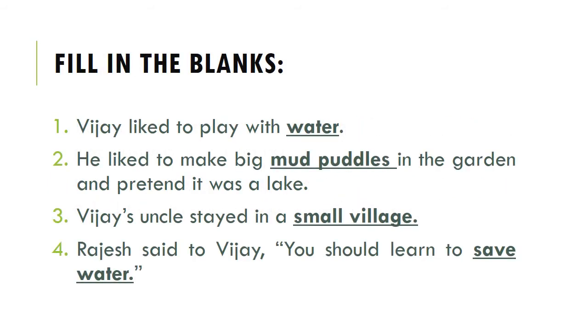In the exercises, first question is fill in the blanks. First, Vijay liked to play with blank. He liked to play with water. Second, he liked to make big blank in the garden and pretend it was a lake. He liked to make big mud puddles. Third, Vijay's uncle stayed in a blank. He stayed in a small village. Fourth, Rajesh said to Vijay, you should learn to blank. Rajesh, Vijay's cousin, said that you should learn to save water.